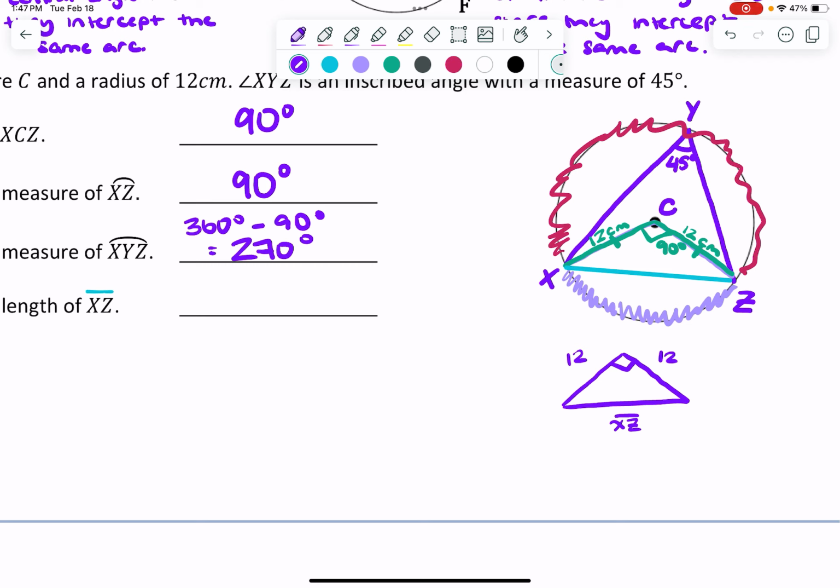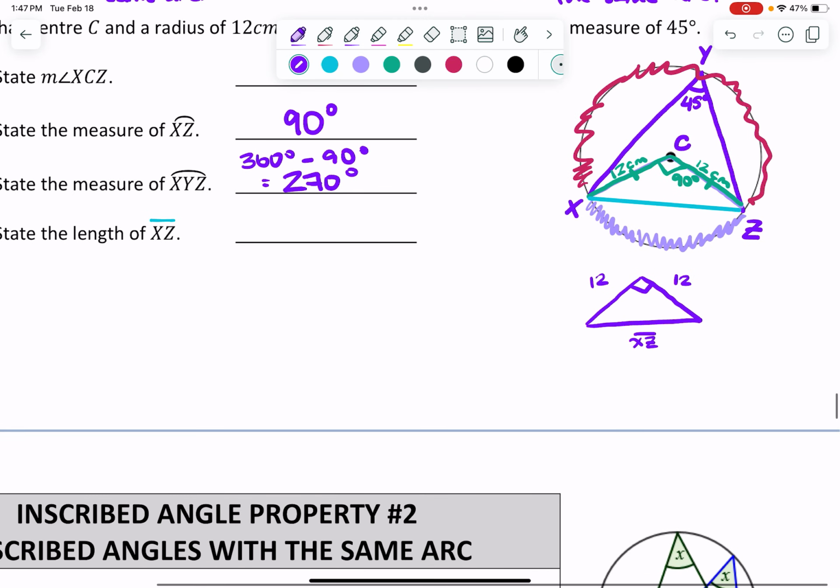Can I find that remaining side length? And the answer is, of course I can. I can use Pythagoras. Now, Pythagoras could only be used knowing that I have that right angle triangle. So if I didn't know that that was 90 degrees, I would be out of luck. I could not do that. But because I do, I can proceed.